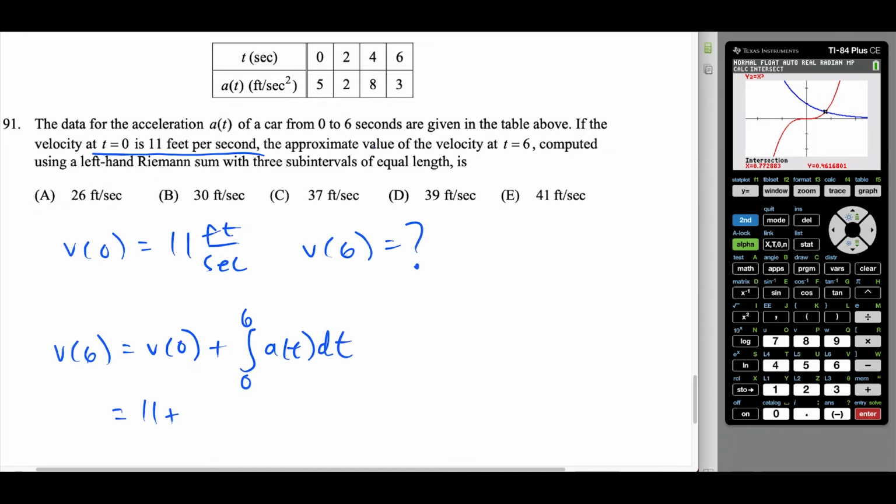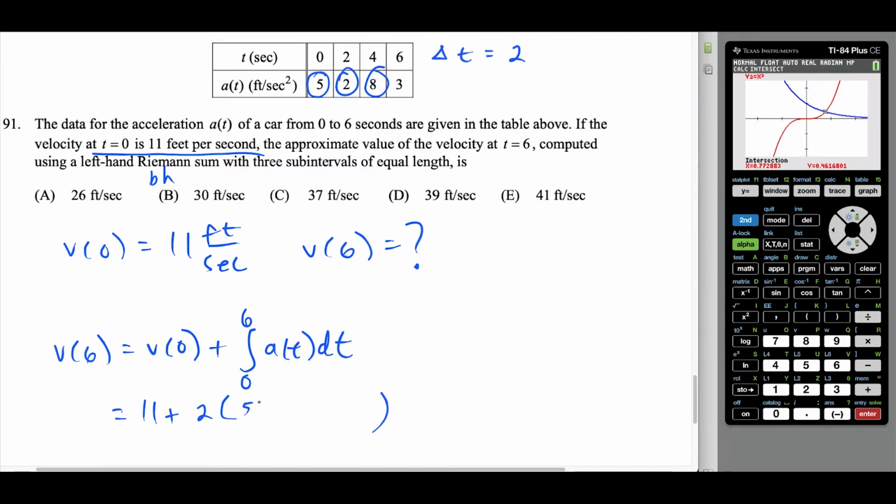And we're using a left-hand Riemann sum with 3 subintervals of equal length. So the subintervals go from 0 to 2 to 4 to 6. So in this case, delta t is equal to 2. So these are rectangles, so I'm thinking base times height. And the base of all my rectangles is 2 units long. And since I'm using a left-hand Riemann sum, I'm just going to use these 3 y values all the way to the left of my table. If I was doing a right Riemann sum, I would use 2, 8, and 3. But since we're using a left Riemann sum, I'm going to use 5, 2, and 8.